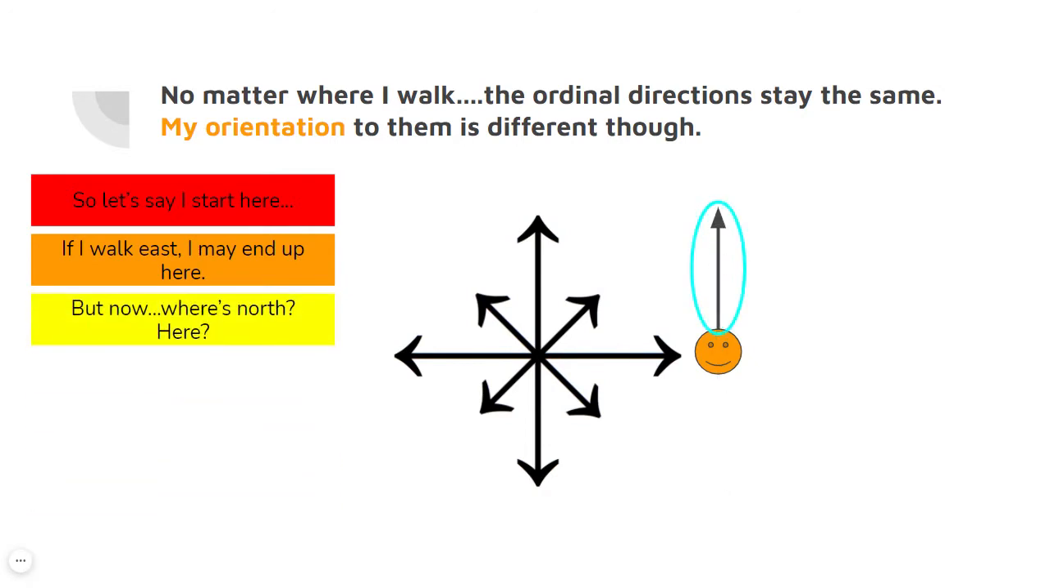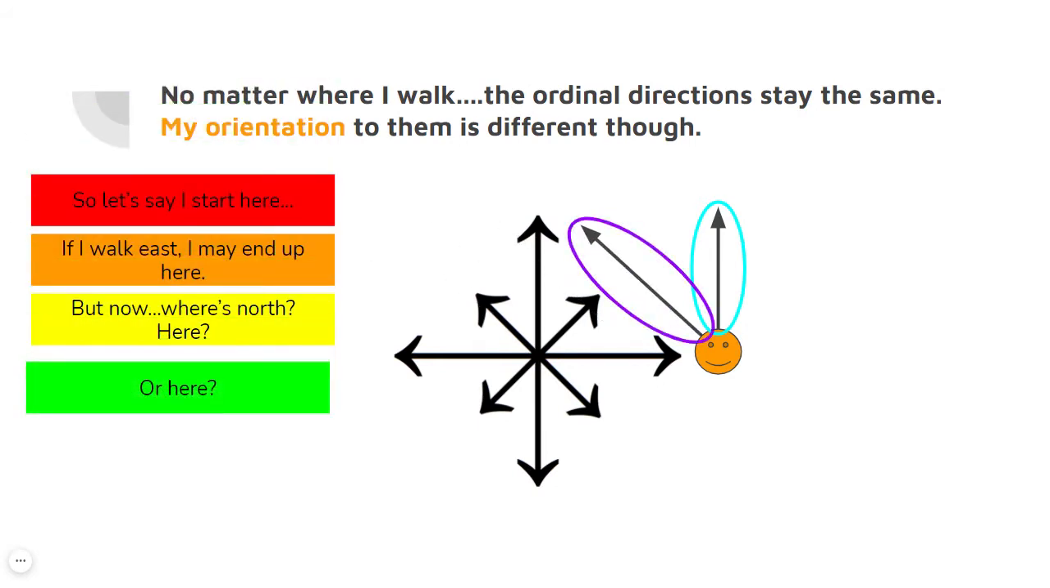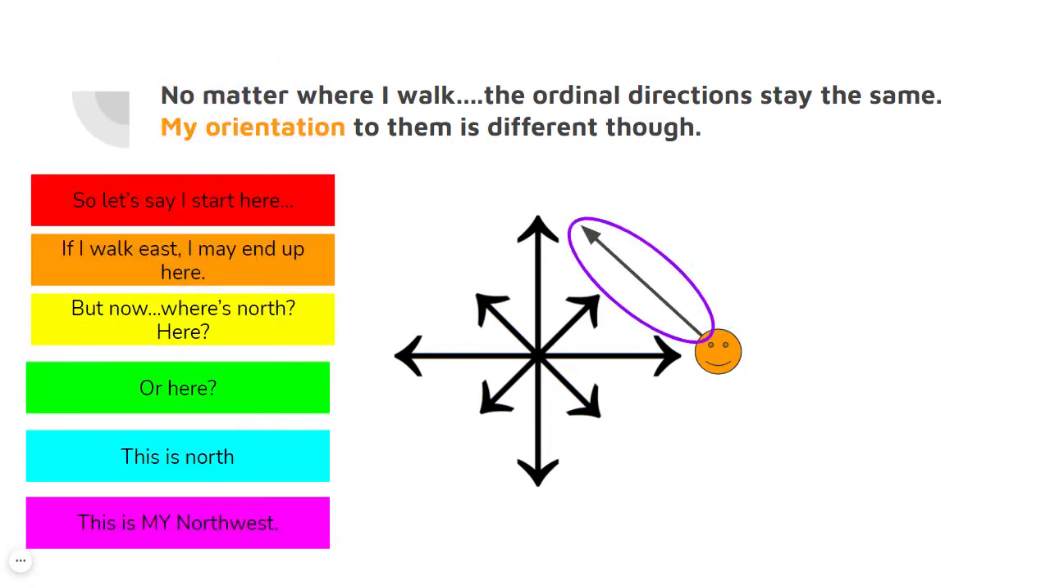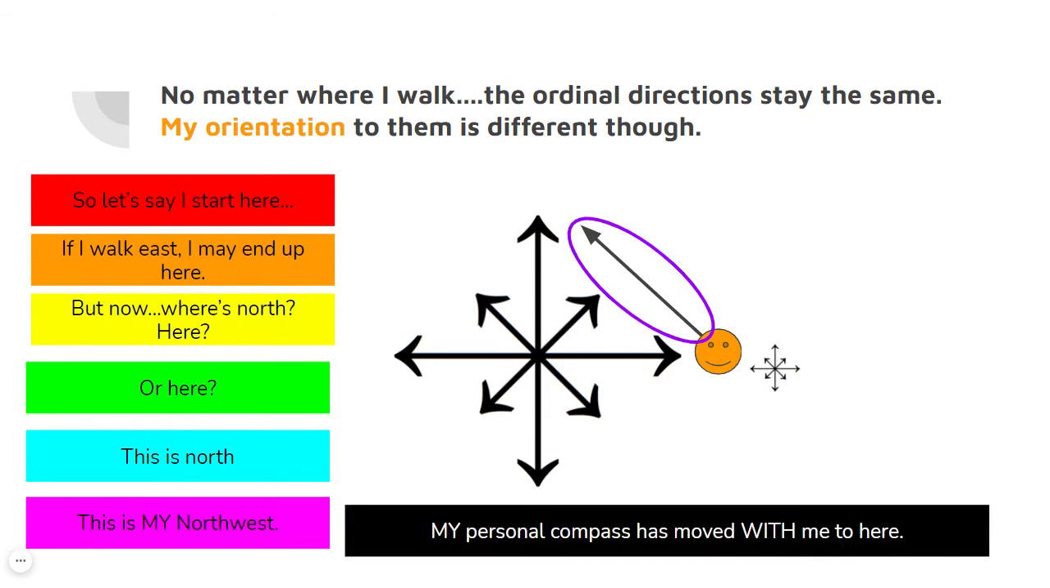Now, where is north? For me, is it here, or is north here? Remember, I started in the middle of my compass, but I've now moved to the east. That's right. This is north. The direction north never changes, even though I have moved. This direction would be my northwest now. My personal compass, the one that follows me around, has moved with me to this spot. So you can see my northwest follows that arrow, and my north is now straight up from where I am.